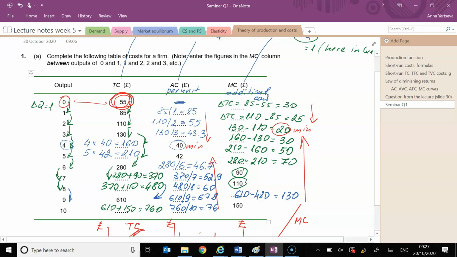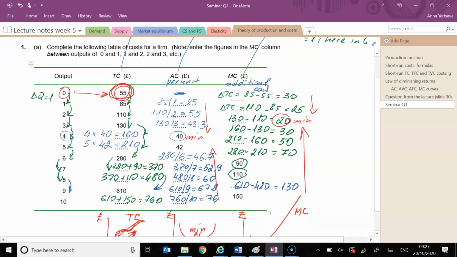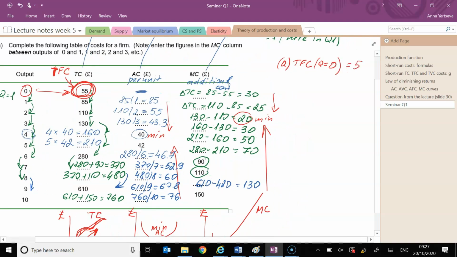And in our scenario, when output is 0, total cost is 55. There are no costs of materials. There are no costs of labor. You don't pay any staff. No one is working yet. You don't produce anything yet. You only incur fixed expenditure at this stage. And therefore, this number represents total fixed cost. So the answer to question A is that total fixed cost when output is equal to 0 is 55. What will be the total fixed cost when output is 6? The same number. Total fixed cost when output is 6 is also 55. It's fixed. It's the same by definition.